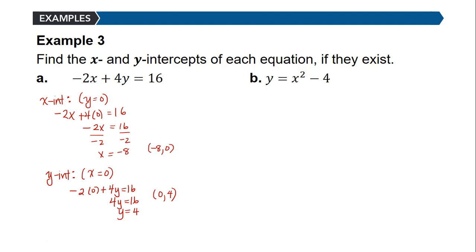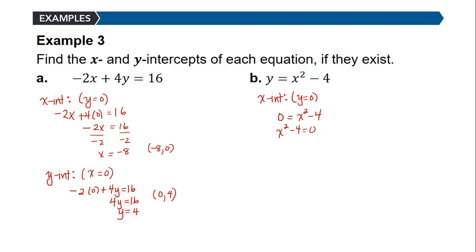Part B, we have y equals x squared minus 4. So the x-intercept, again, we let y equal 0 and solve for x. We would get 0 equals x squared minus 4. And now we will apply what we've learned in earlier sections. This is a quadratic equation. I'm going to write it as x squared minus 4 equals 0.